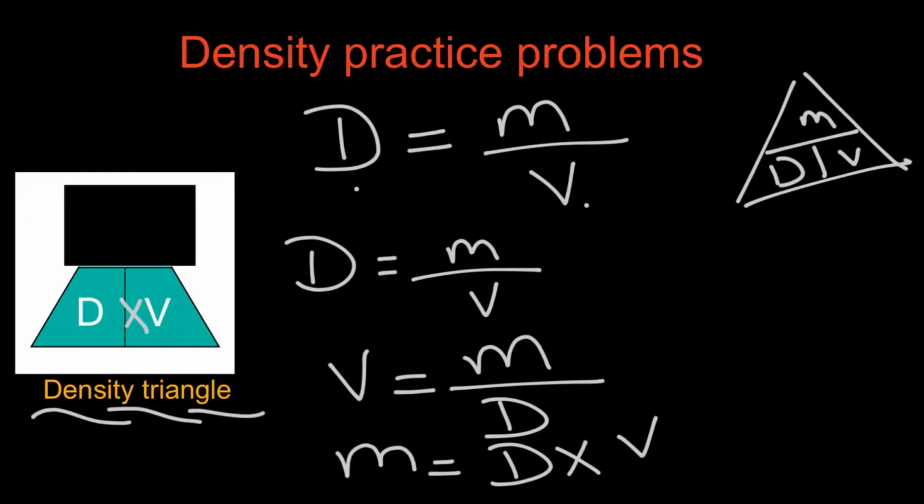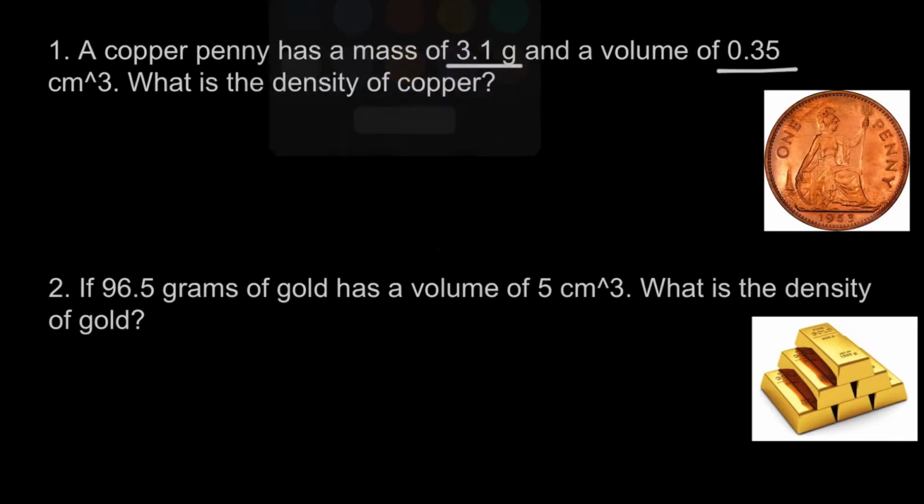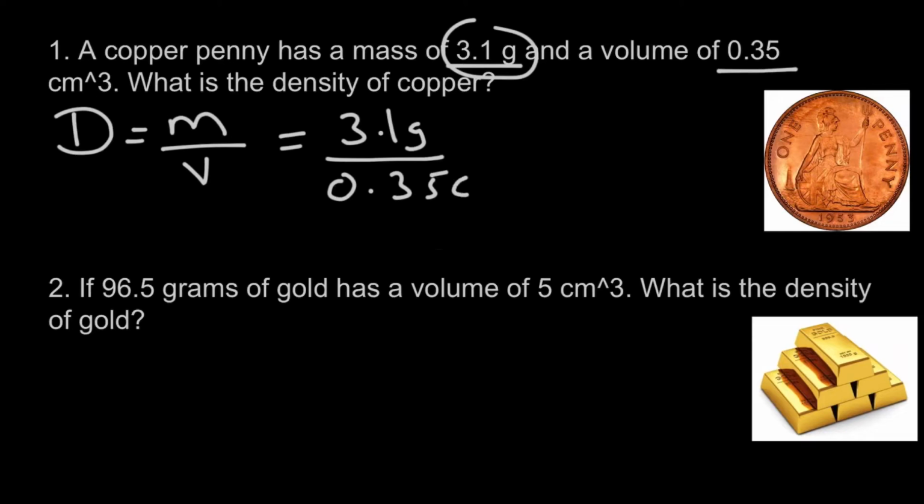Let's get started on practicing different problems now. Okay, problem number 1. It says that a copper penny has a mass of 3.1 gram and a volume of 0.35 centimeters cubed. So this is for the volume. Now, what is the density of copper? It's just easy. We use the formula, which is D equals M over V. Now, the mass and the volume were already given to me. So mass is here, 3.1 gram, divided by the volume, which is 0.35 centimeters cubed. Always remember the units because they are very important.